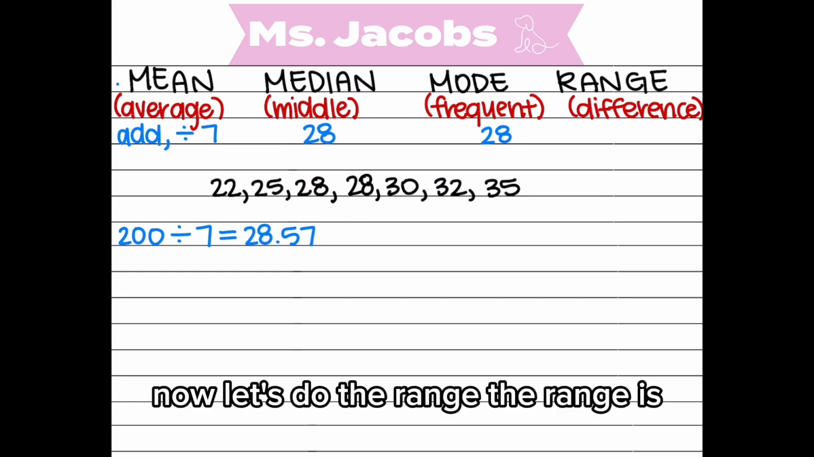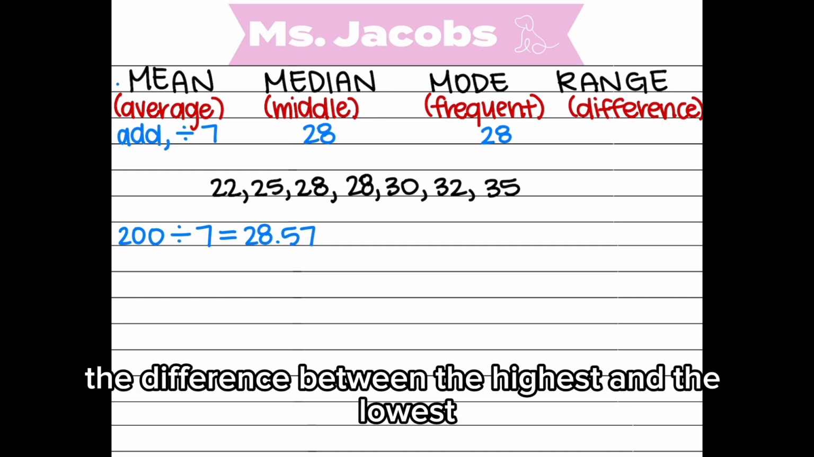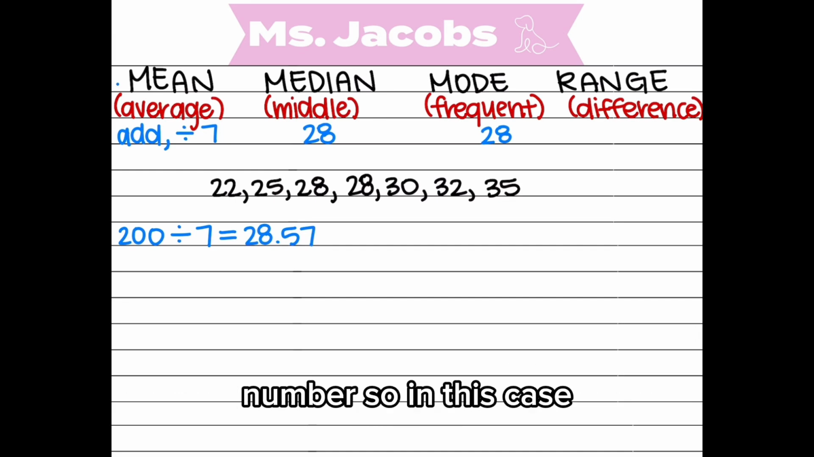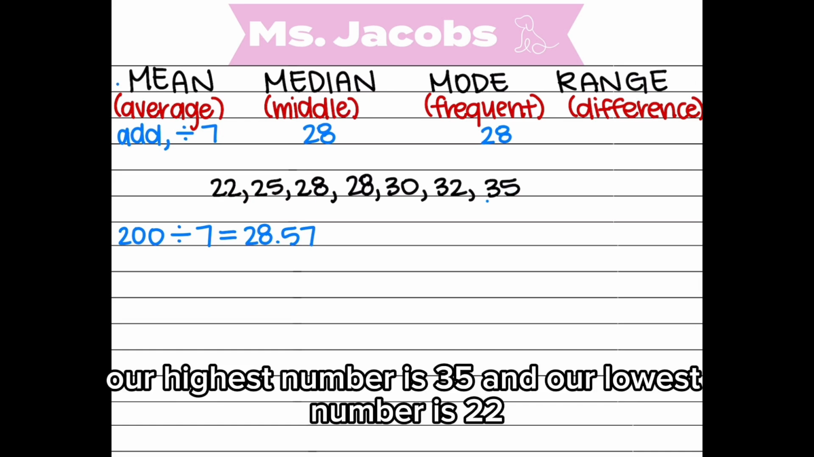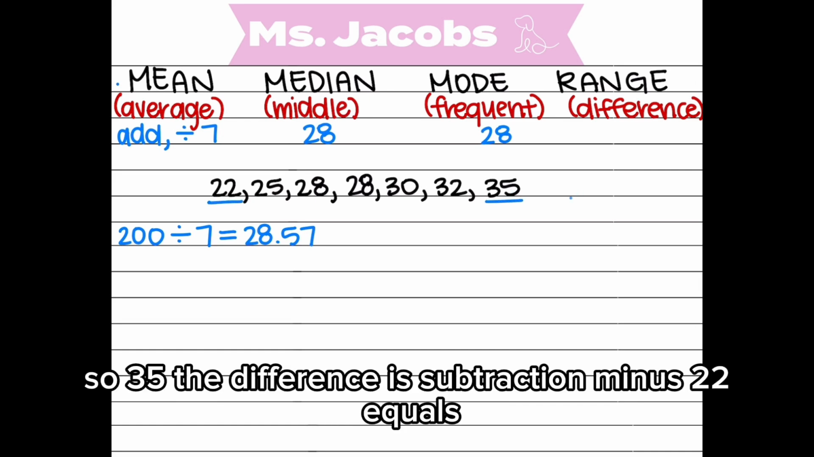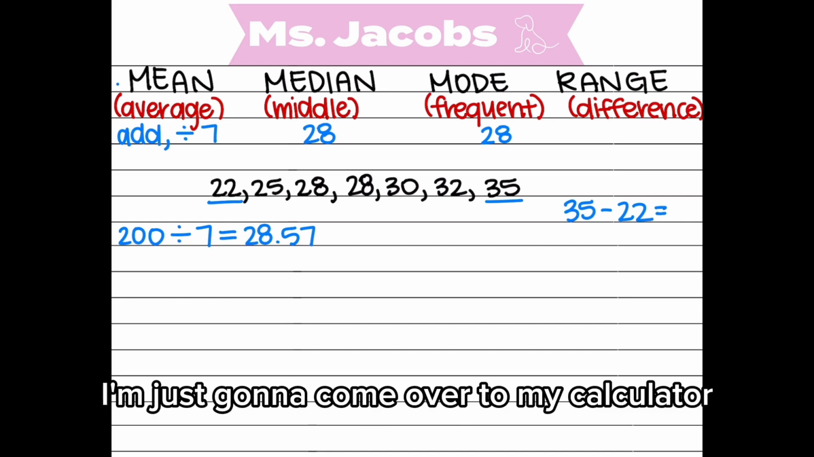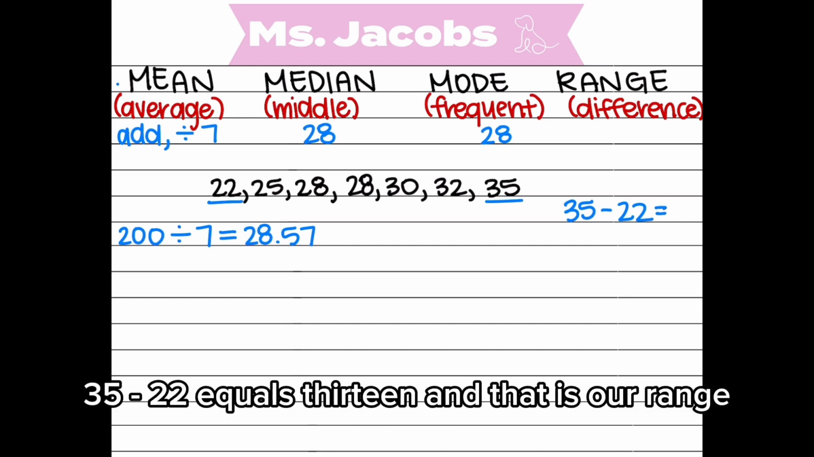Now, let's do the range. The range is the difference between the highest and the lowest number. So in this case, we are in numerical order. Our highest number is 35, and our lowest number is 22. So 35 minus 22 equals, if I don't know that, I'm just going to come over to my calculator. 35 minus 22 equals 13. And that is our range.